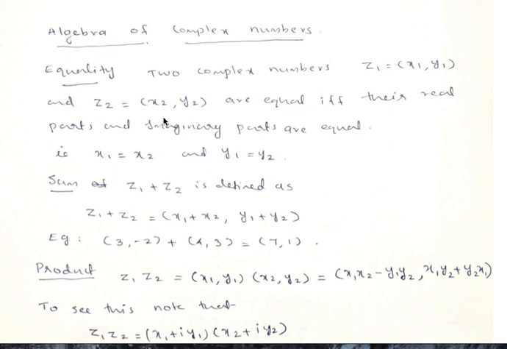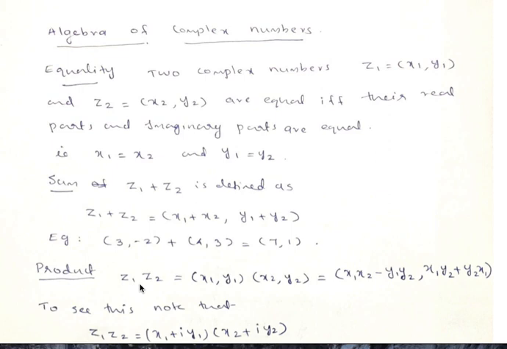Now the sum of complex numbers z1 and z2, denoted by z1 plus z2, is defined as z1 plus z2 is equal to the ordered pair x1 plus x2 comma y1 plus y2. Let's look at an example. If you add the complex numbers 3 minus 2 and 4 3, you get the complex number 7 1. 7 you get by adding 3 and 4, and 1 you get by adding minus 2 and 3.